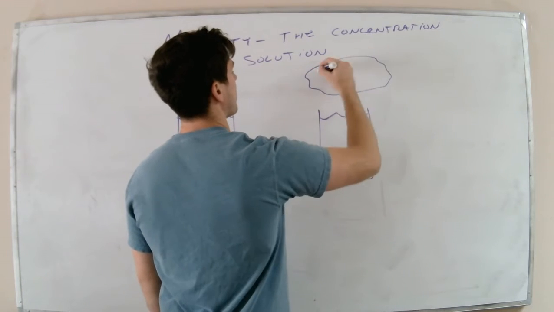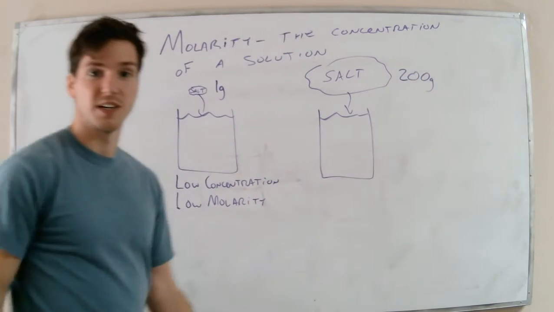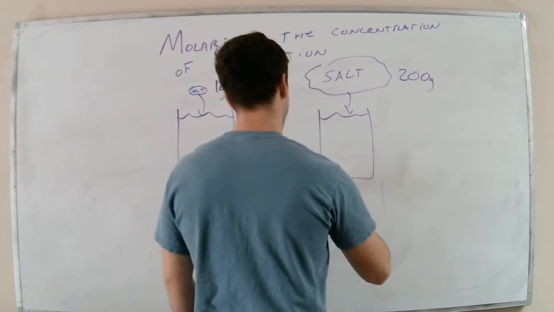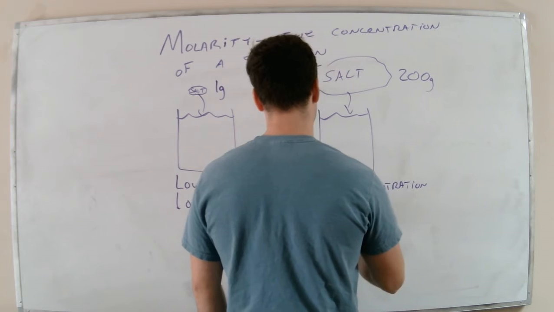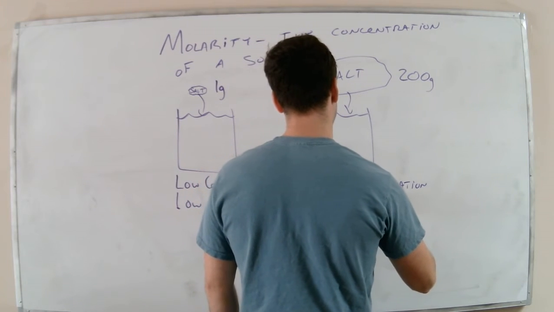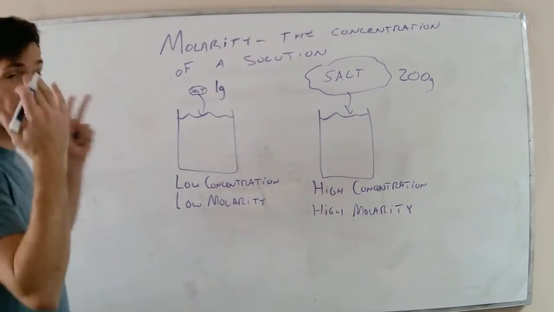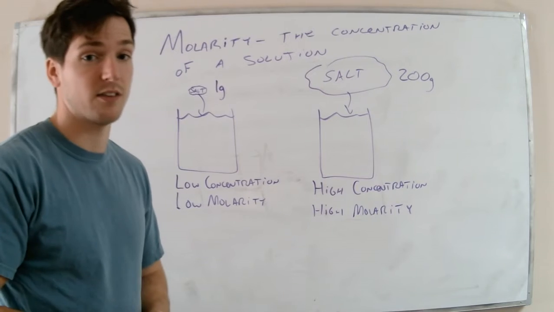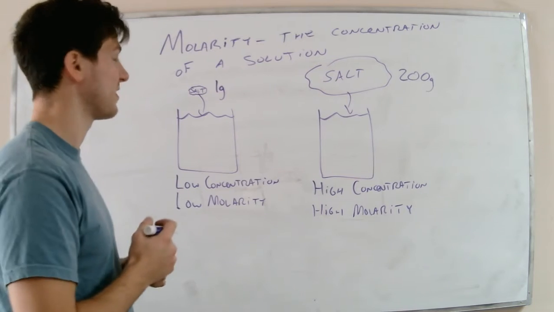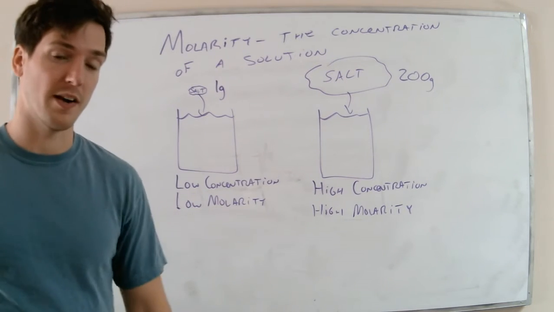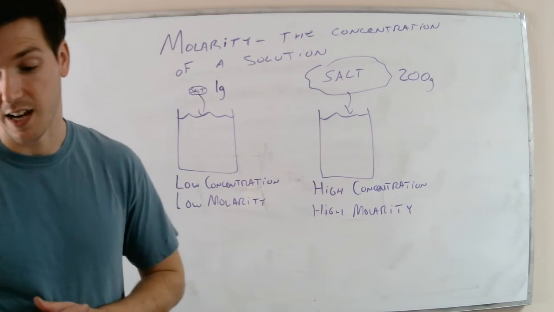But now let's say that I put, I don't know, let's say 200 grams of salt into this beaker of water. This is going to have a high concentration or a high molarity. Okay, there's a lot of chemical in there. So that's what we're going to be dealing with a lot the rest of this year: molarity, high concentration. Something that has a molarity of 5 molar is really high concentration. If it's got something like 0.01 molar, that's a real low concentration. Okay, so when I start saying molarity, you're just thinking concentration.